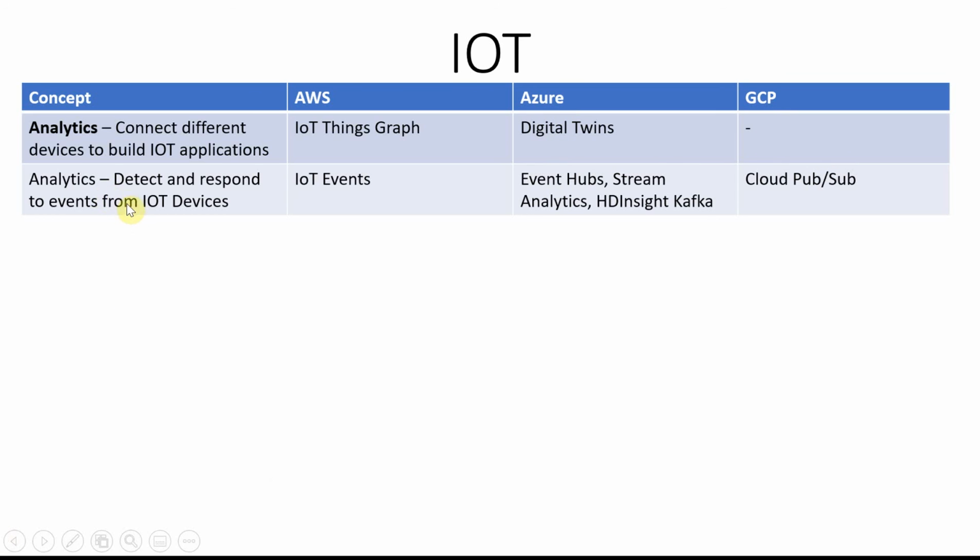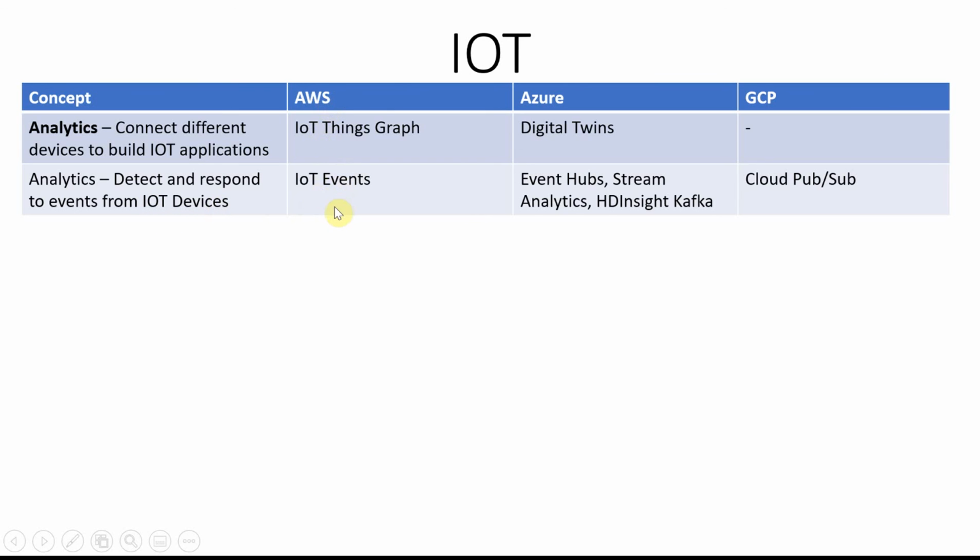Again, next is an analytics category. You get a lot of data, which is in the form of events. So you need to detect and respond to the events from IoT devices. Again, it is coming under the messaging category. So it's just like a Kafka equivalent. You get a lot of data or events, and you need to manage that.